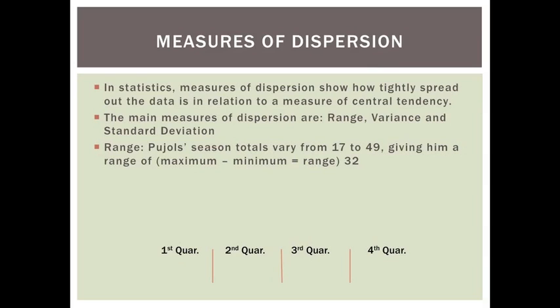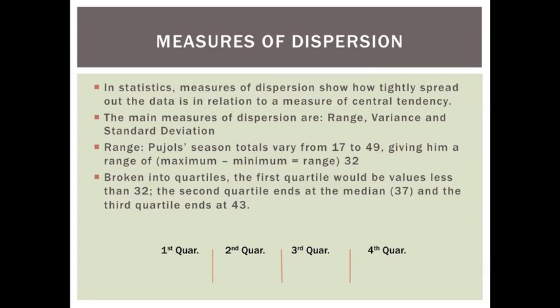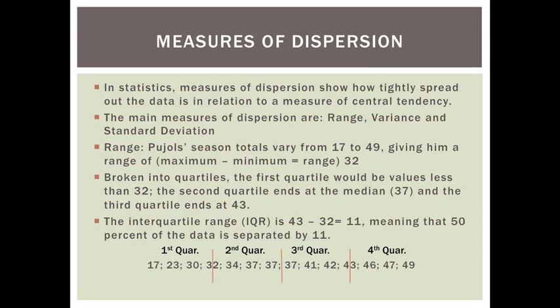Range. Pujols' season totals varied from 17 up to 49, giving him a range, or a maximum minus minimum, of 32, which is actually a pretty wide range considering the low totals there. Broken into quartiles, the first quartile would be values less than 32, the second quartile ends at the median, 37, and the third quartile ends at 43. And the interquartile range is 43 minus 32 equals 11, meaning that 50% of the data is separated by 11.